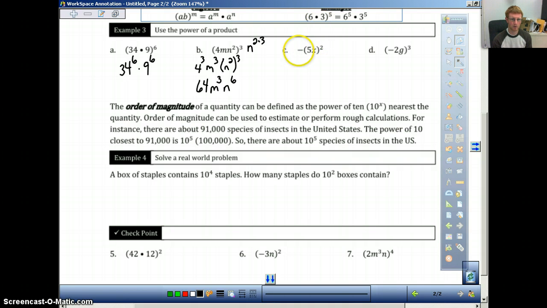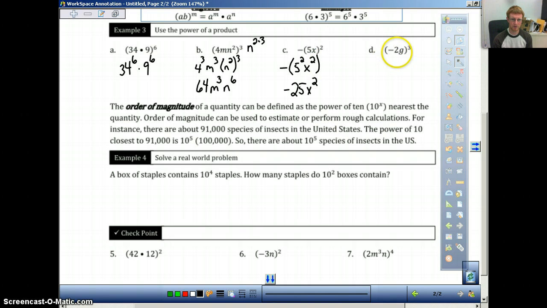Okay, here, let's leave this negative for the end. So I'll just leave the negative on the outside. This will be 5 to the 2nd power and x to the 2nd power. This negative will just end up being multiplied, so this will be negative 25 x to the 2nd power. That one should be pretty easy.